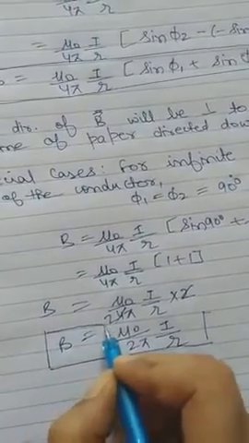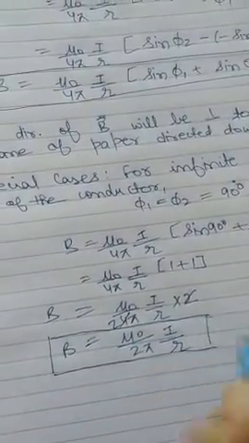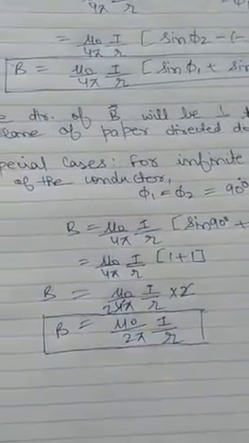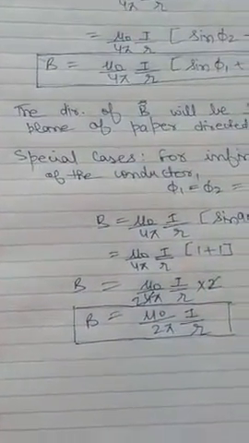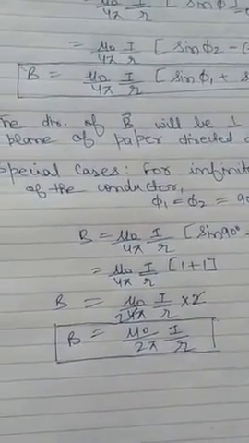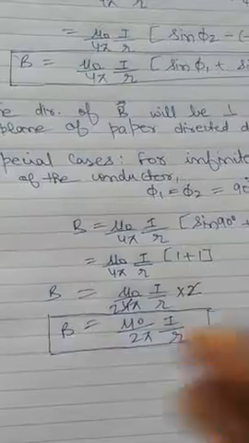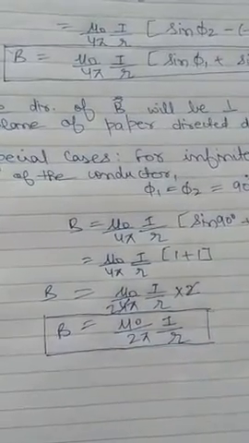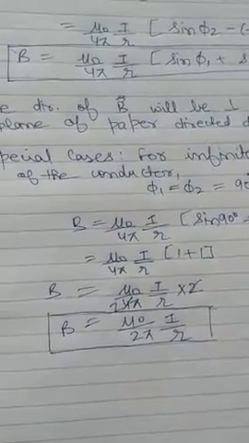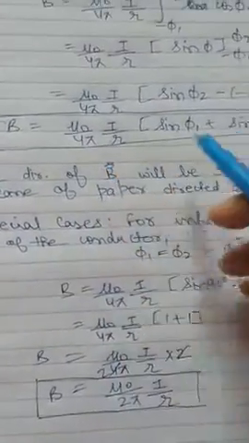So if in the question it is given for infinite length of the conductor, find out the value of the magnetic field. So same derivation you will do and then you will write phi 1, phi 2 equal to 90 degree. If in the numerical it is given, then directly you can use this formula. If you know that, then B is equal to mu naught by 2 pi I by R. Now that you have to learn. This is the general formula.